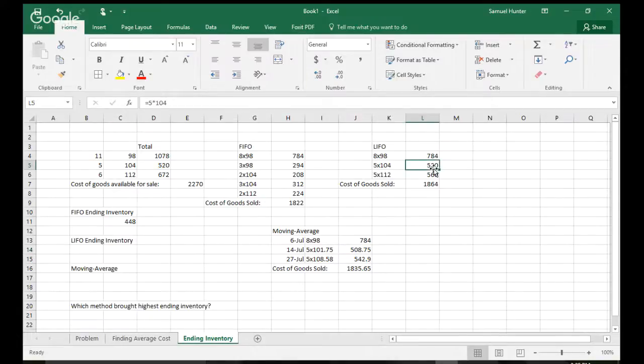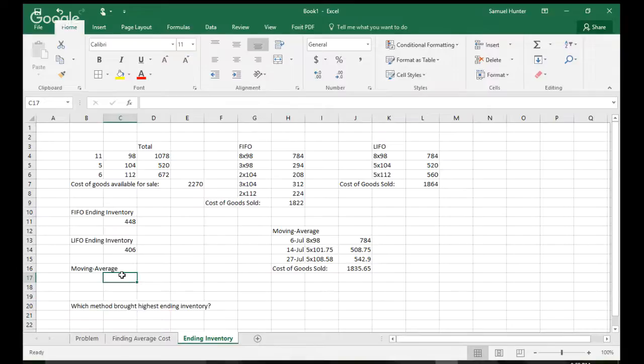So 520. And then we made another sale, but it happened after another purchase of 6 units at 112. So we sold 5 at $112 per unit, so 560. Cost of goods sold was 1,864. To find the ending inventory of last in, first out, we take the cost of goods available for sale and subtract the cost of goods sold. The last in, first out ending inventory is 406.